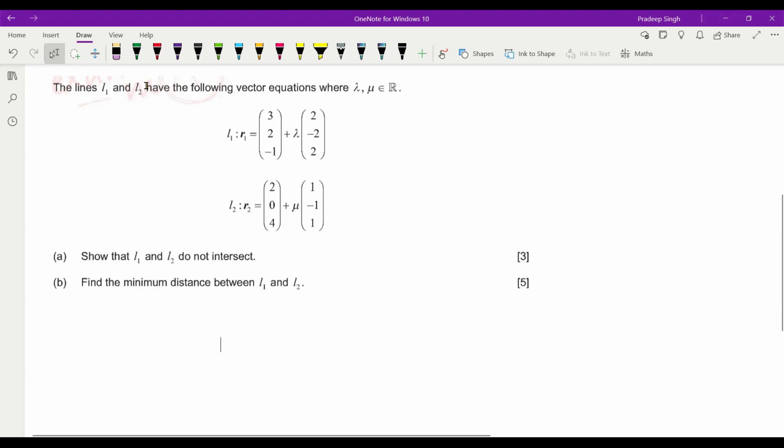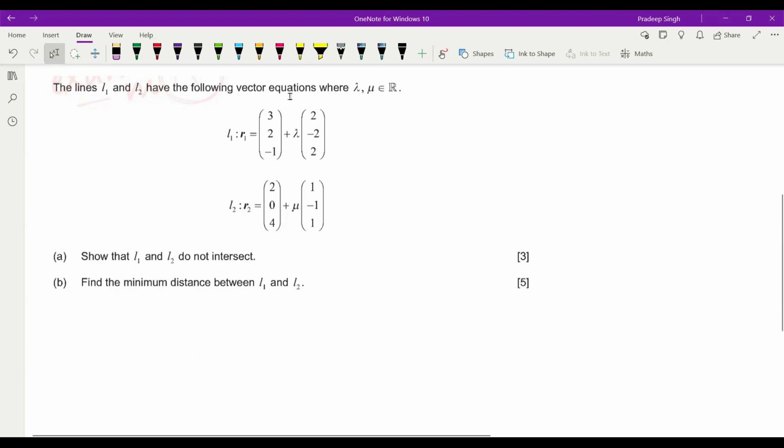There are two lines L1 and L2 whose vector equations have been given to us. In part A, we have to show that the lines L1 and L2 do not intersect. To solve this question, we are going to use a reverse approach, as in, first of all, we are going to assume, let's say, the lines are actually intersecting.